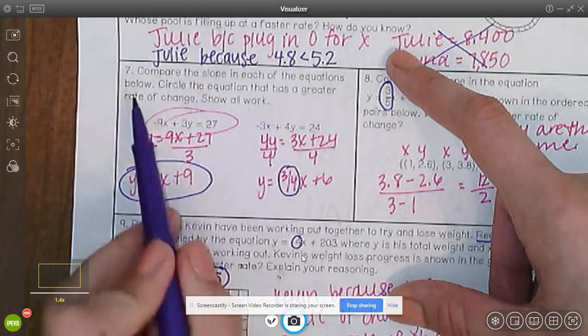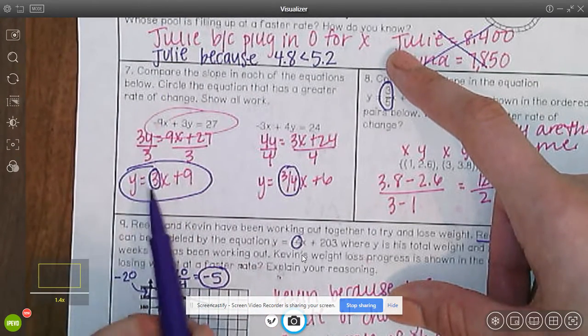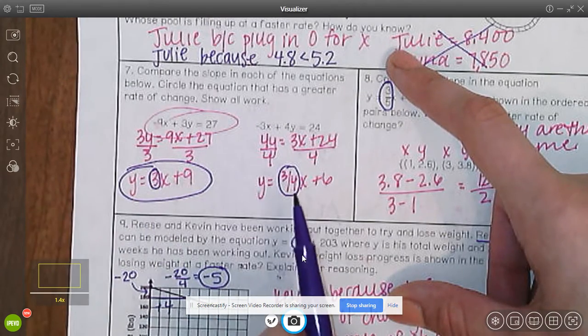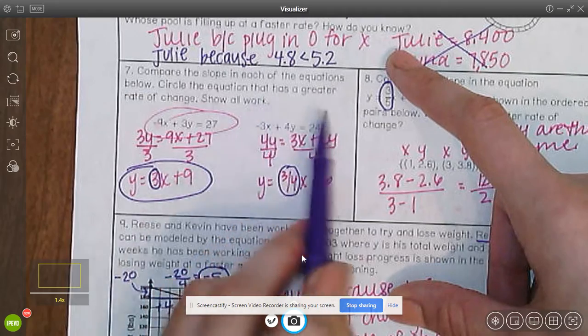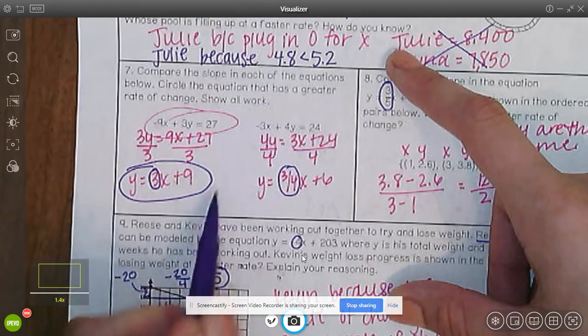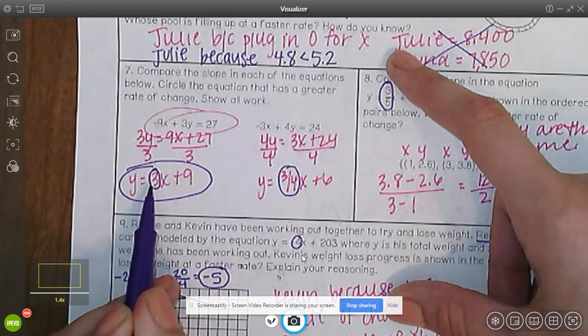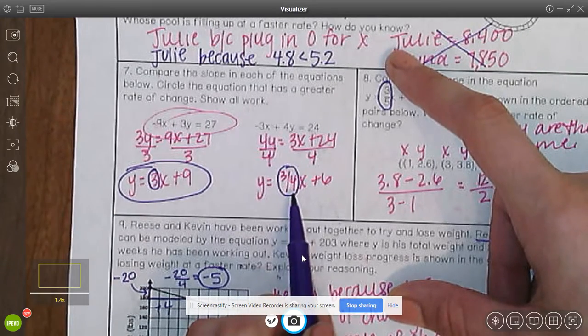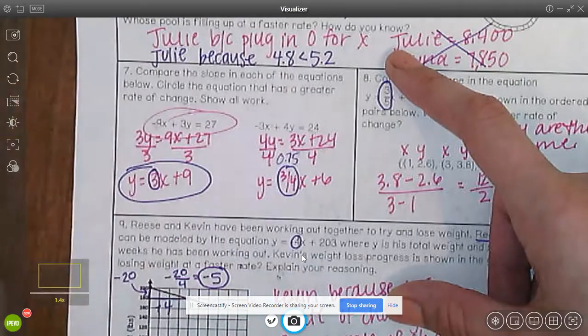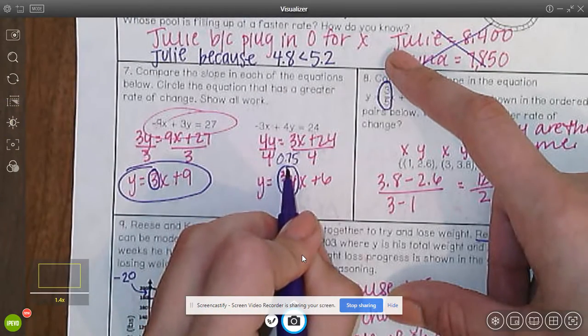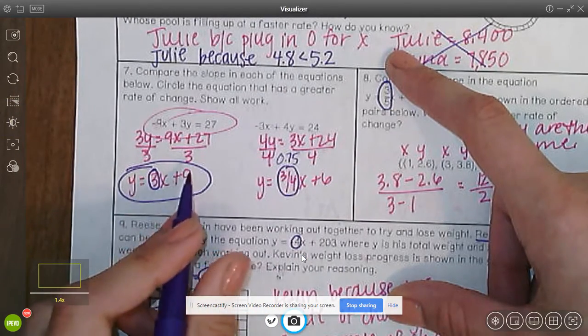So it's to compare the slope. So we just need to look at the slopes. The slope for this equation is 3. The slope for this equation is 3/4. Circle the equation that has a greater rate of change. That would be this equation because 3 is greater than 3/4. So remember, 3/4 as a decimal is like 0.75. 3 is more than 0.75. That's why we chose this one.